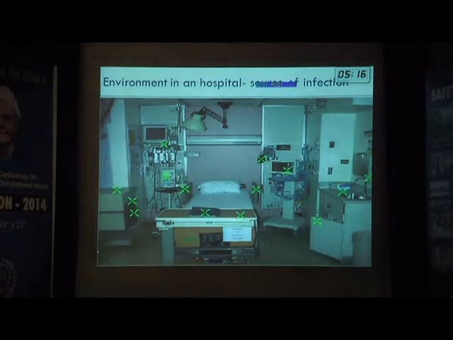And environment, like I told you, we do environmental surveillance, but environment is a very, very important source of infection, because all of us go around touching the patients, touch the environment, and then we go away. And they become good places where these organisms can survive, especially hardy organisms like Pseudomonas. And they become an important source of infection for the patients. And these excess are the places where we have found more organisms.